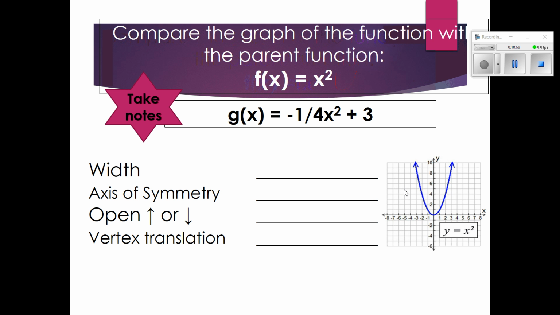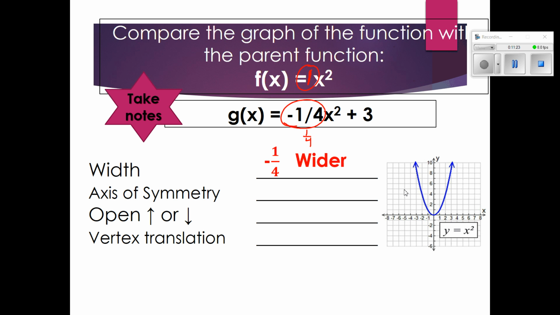Okay, again, we're comparing this g of x function to the parent function. And again, the parent function is graphed right here. You can see it already graphed. Let's compare them. The width. This one had a coefficient of 1. This one has a coefficient with an absolute value of 1/4, which is less than 1. It's a small number, so we know the width is going to be wider.